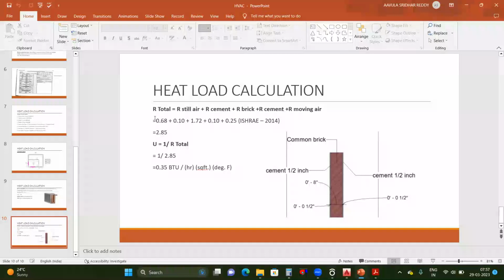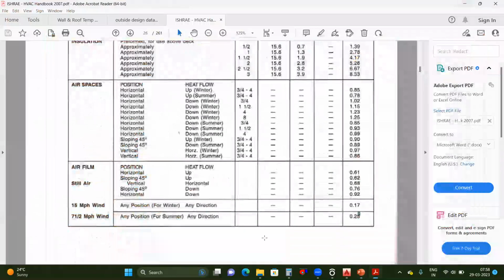So we have taken all the resistance values. When we add all of them, we get the R total value. U equals 1 by R, so the formula is 1 by 2.85, and we get the U value. The U value here we got is 0.35.